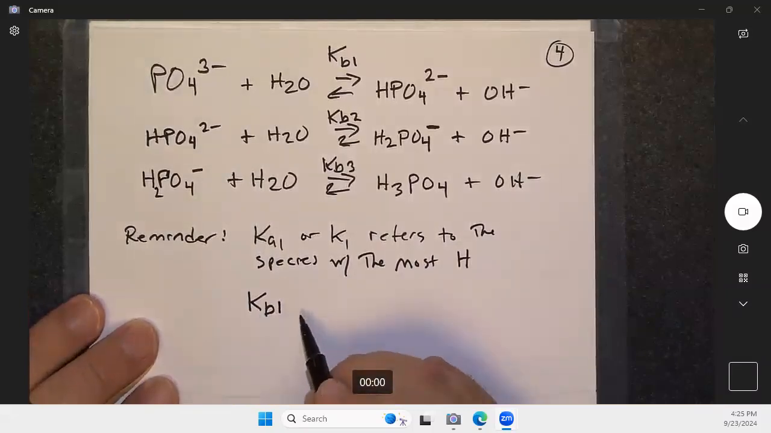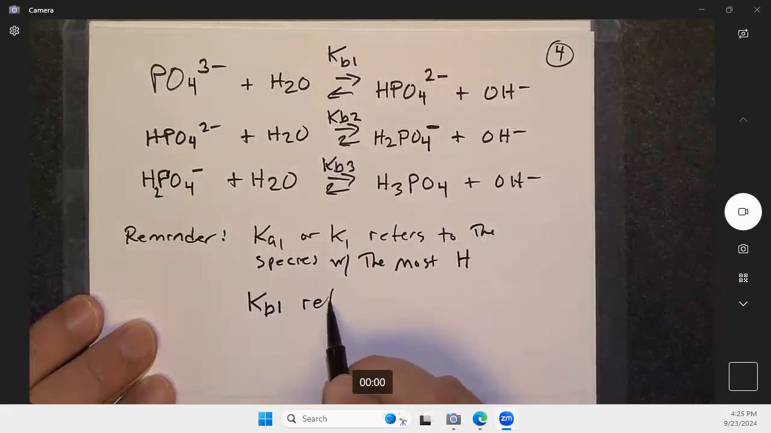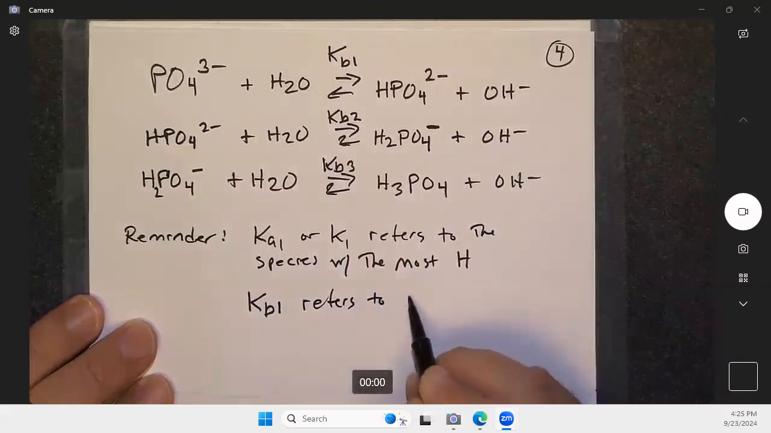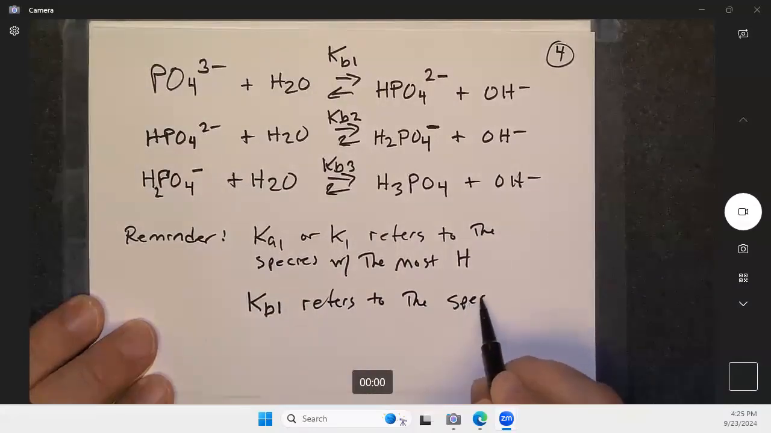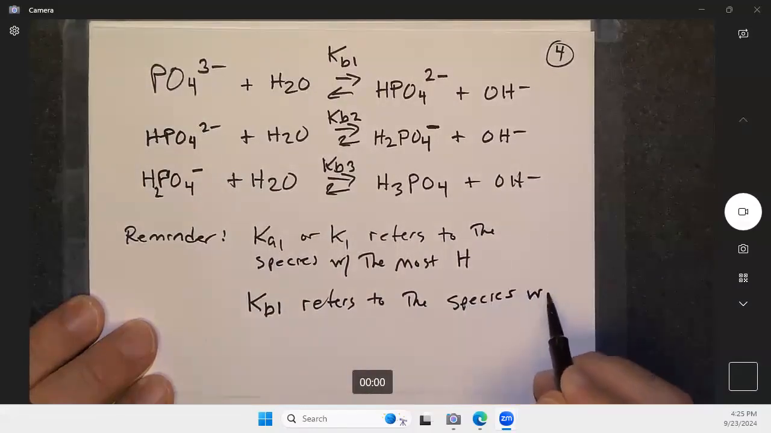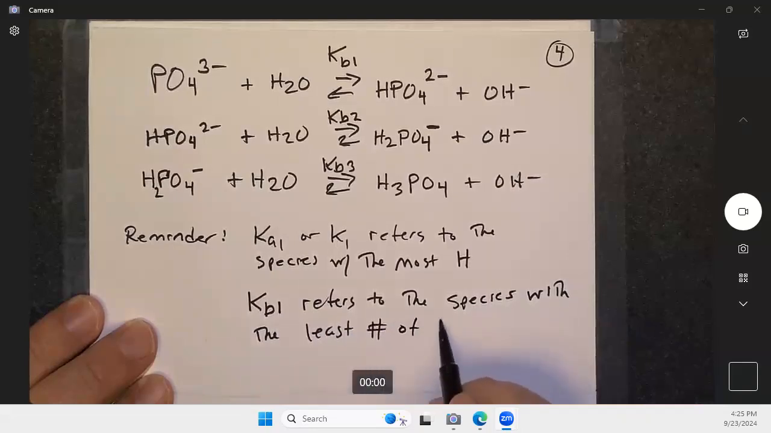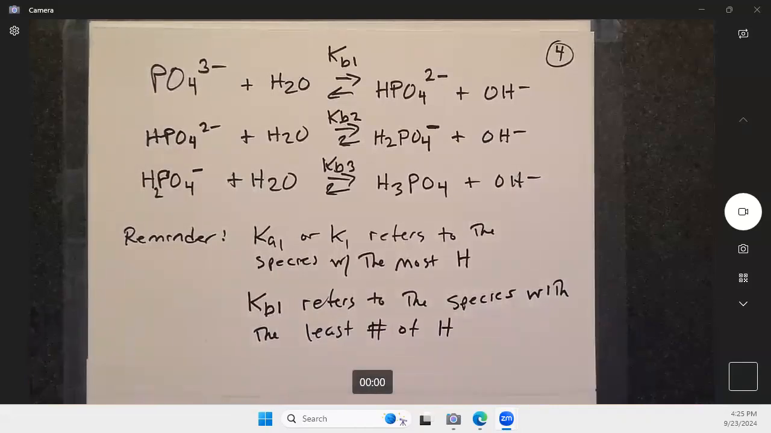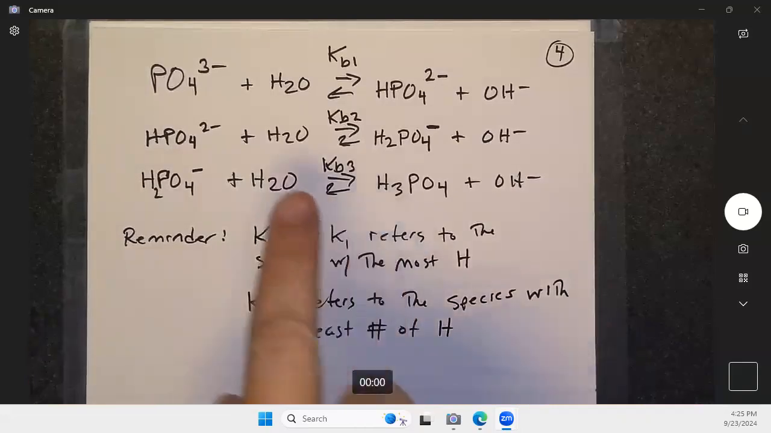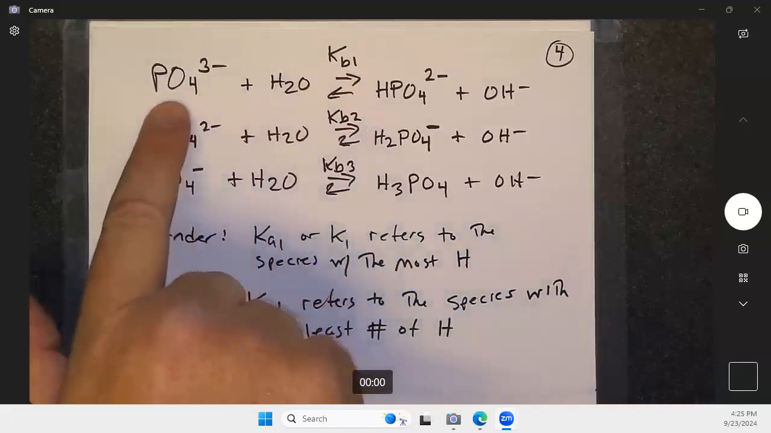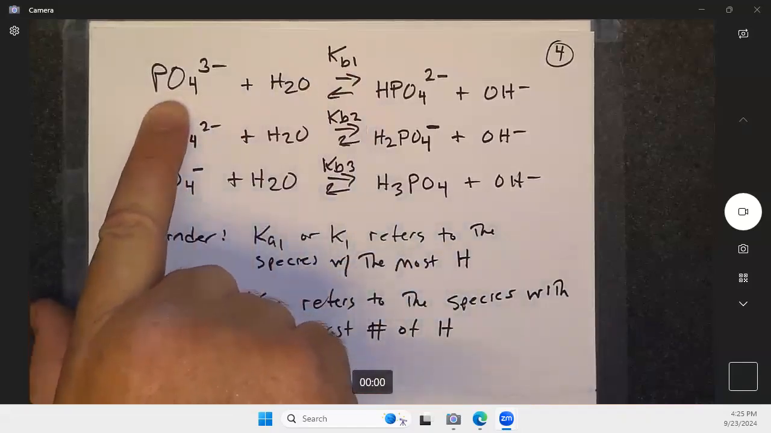And remember that Kb1 refers to the species with the least number of hydrogens. So in this case, Kb1 is referring to the phosphate ion. It's given up all of its acidic protons.